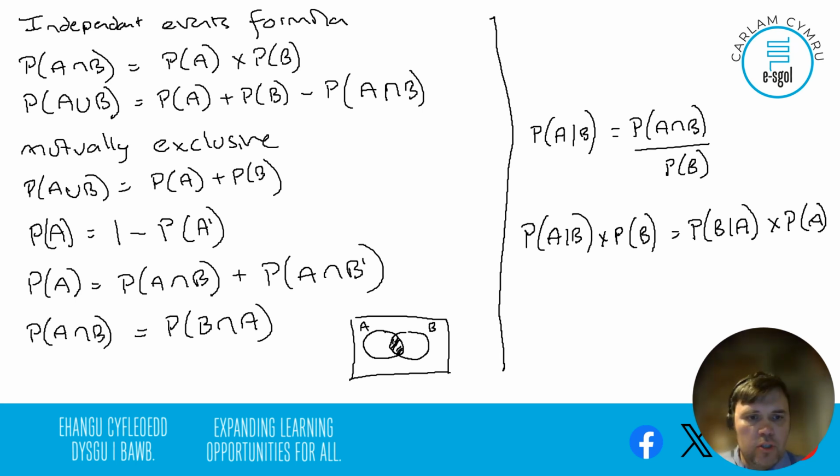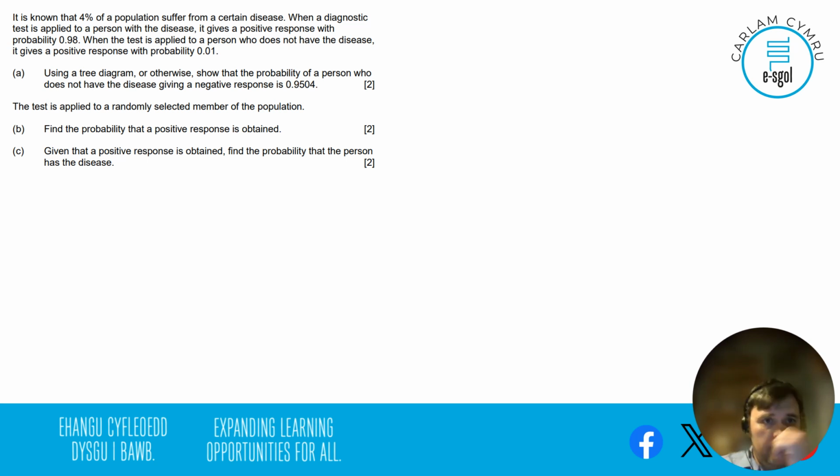So, first question is, it is known that 4% of a population suffer from a certain disease. When a diagnostic test is applied to a person with the disease, it gives a positive response with probability 0.98. When the test is applied to a person who does not have the disease, it gives a positive response with probability 0.01. So it's basically saying you're having a false positive.